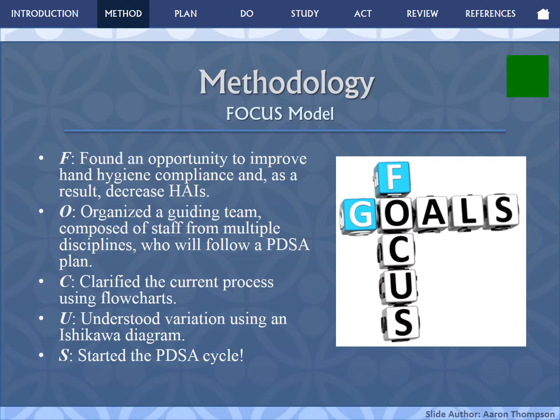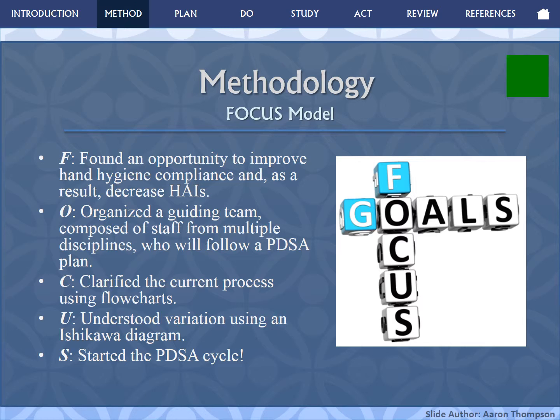First, for F, we look at what our organizational goals are. What do we want to achieve? In our case, we found an opportunity to improve hand hygiene compliance and, as a result, decrease hospital-acquired infections. Next, for O, we put together a team or committee to work on the improvement. Our guiding team would be composed of staff from multiple disciplines, all following our plan.